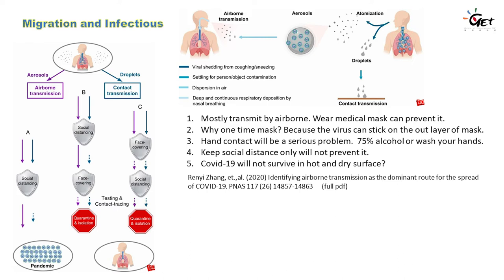Of course, if you keep the social distance, you will not be able to contact each other. But after that, if you wear a face mask, it will block airborne transmission. So this is the reason right now we are wearing the mask whenever we go out. But a mask covers only your nose and mouth. There are still other openings that the virus can get into.